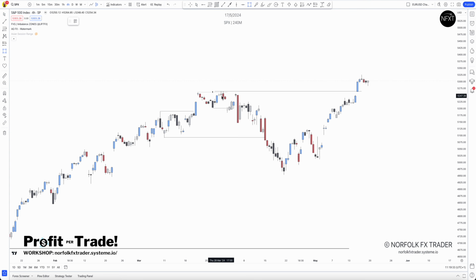We then pull back to this area of supply. So that's where we see the market pulling back to supply. Inside that area, we have another break of structure. Okay, we're starting to read the markets. We then have another pullback into supply again, another break of structure.